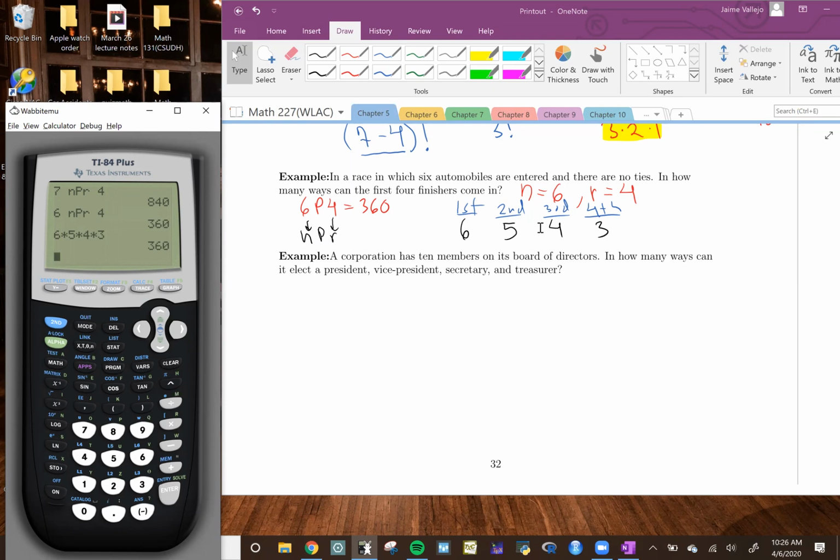Cool. All right, so let's do the next one. It says a corporation has 10 members on its board of directors. In how many ways can it elect a president, vice president, secretary, and treasurer? For this one, how many options do we have to choose from? 10. Cool. So that means N is equal to 10.